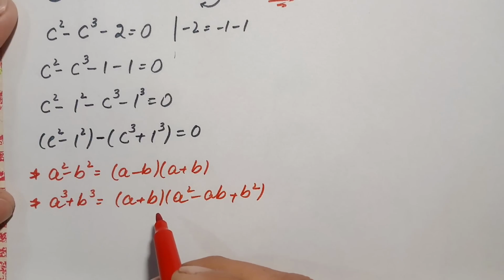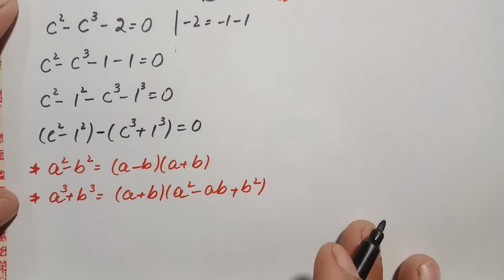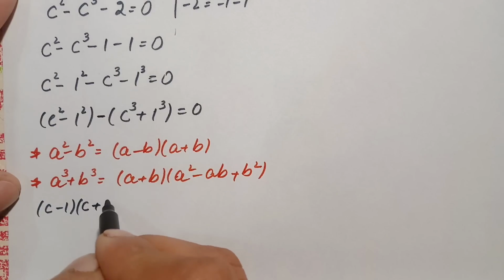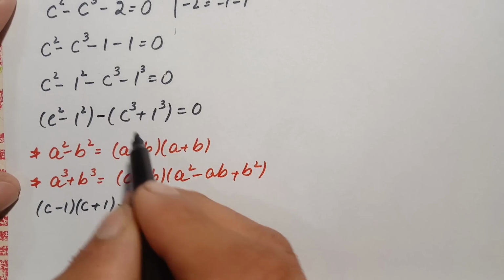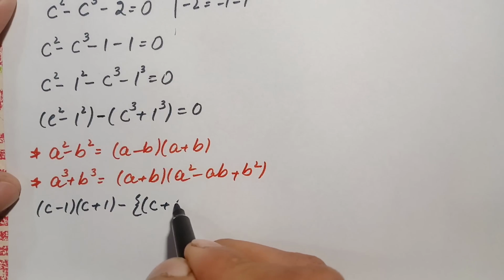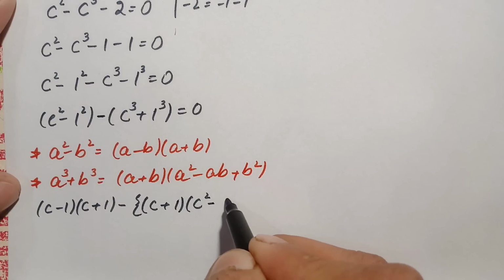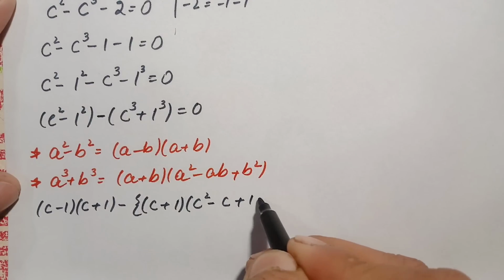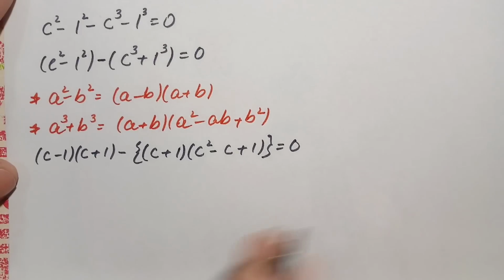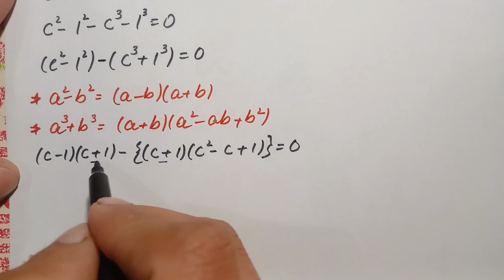So using these two different algebraic identities, this equation will become, in the first term we will use the first identity, so this will become c minus 1 times c plus 1 minus, using this identity here, this will become c plus 1 times c square minus c times 1, which is simply c, plus 1 square, which is only 1, is equal to 0. Look into both the terms here, c plus 1 is common.